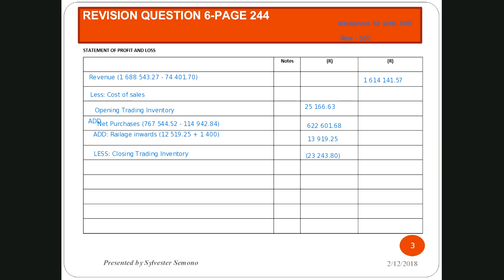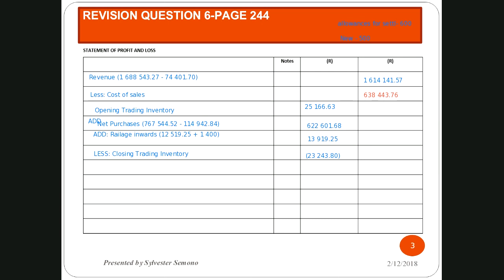I'm going to put it here. 638,443.76. Please correct me if I'm wrong. Please verify that cost of sales amount. This is how we calculate cost of sales. Any question? Okay, no problem. Thank you very much.